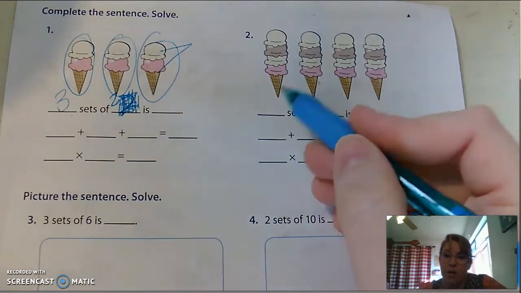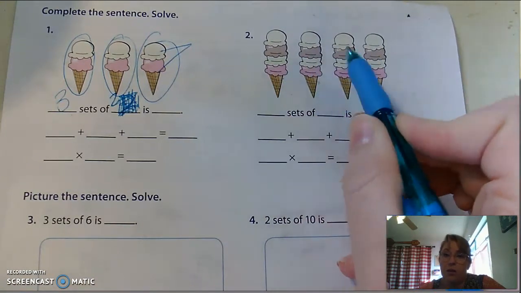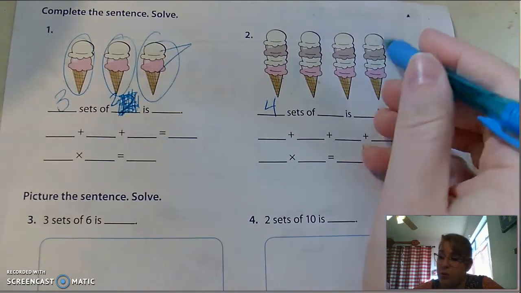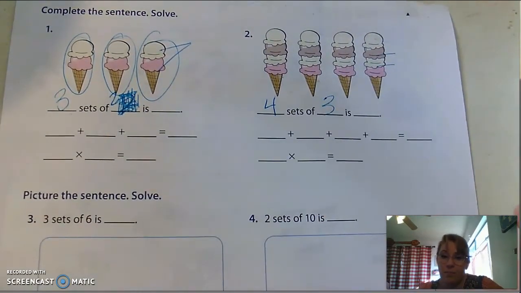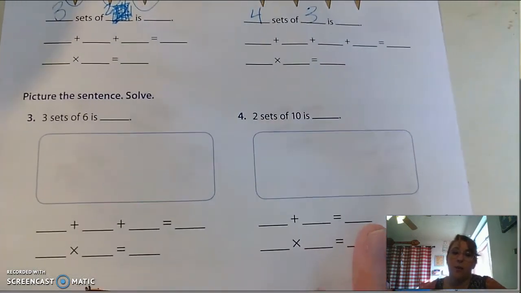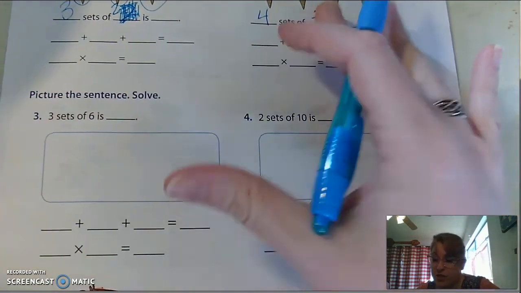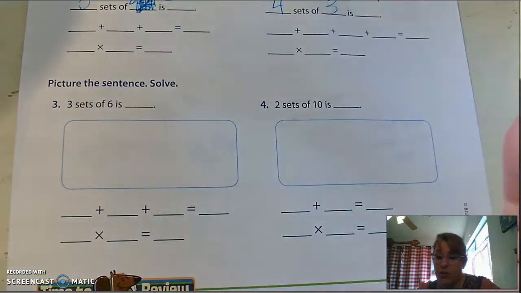Okay? How many sets do I have here? 4 sets of how many scoops? 3. 4 sets of 3. Good. I'm going to let you do these sections, okay? Picture the sentence and solve. This is exactly like the ice cream one you just did, but I'm going to draw a picture for one of them just to get you started.